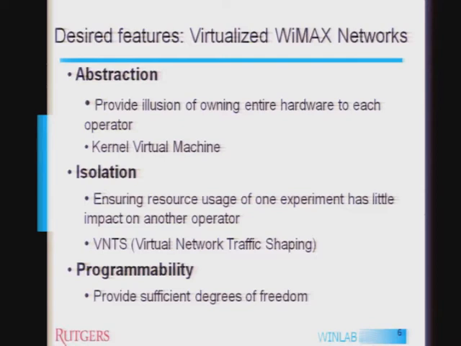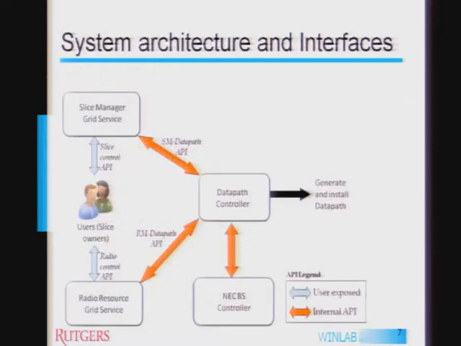And the main aspect of my talk today is how we can enable programmability of this WiMAX base station so that you can provide sufficient degrees of freedom to the experimenter. To talk a little bit about the architecture that we've implemented, like I mentioned earlier, we have a slice manager grid service. I'm going to talk about it in detail in the next slide. And the radio resource manager grid service. In a nutshell, these are user-based APIs that are hosted as web services that enable users to use the WiMAX base station. And this is an internal API that creates an end-to-end path between each experimenter and his clients. I'm going to explain the blocks.